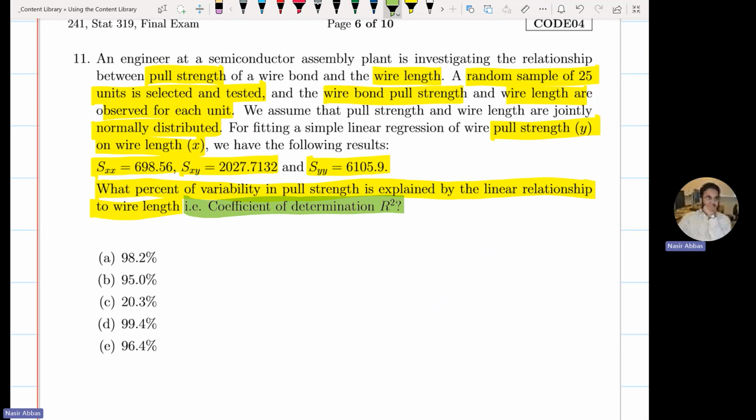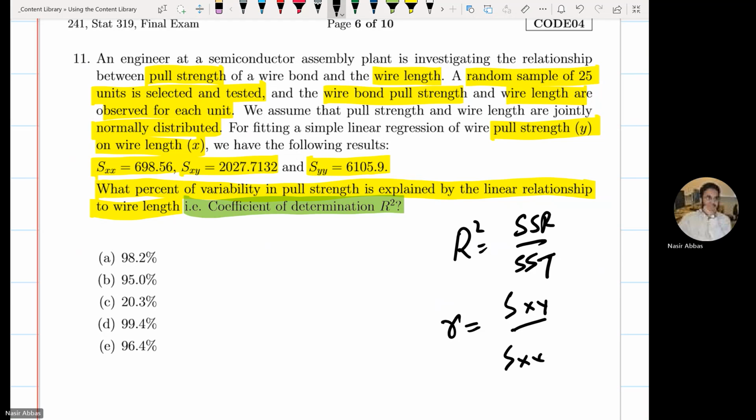How do you find R square now in this question? Which formula of R square? One of them is R square equals SSR over SST. According to the available information, you will not be able to find SSR easily. There is an indirect way you'll be able to find it, but finding SSR according to the available information would be tough.